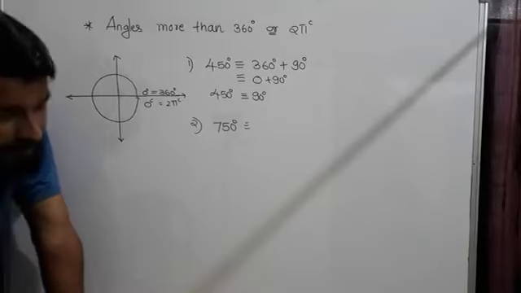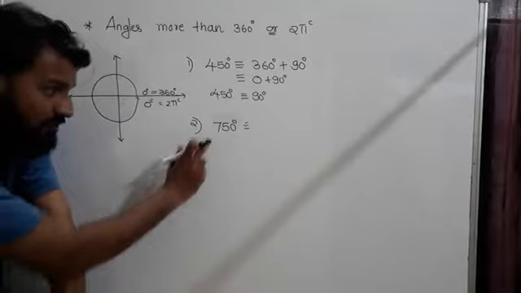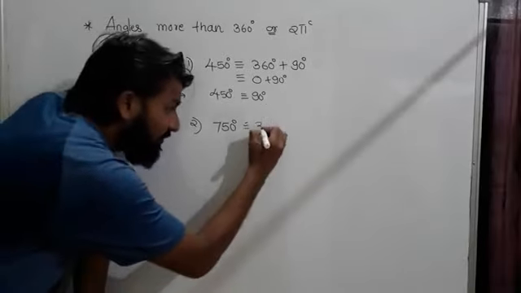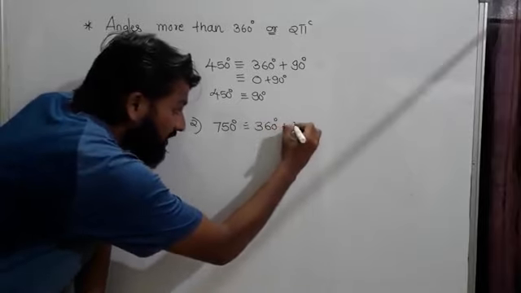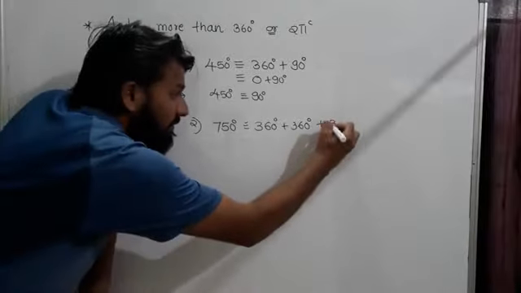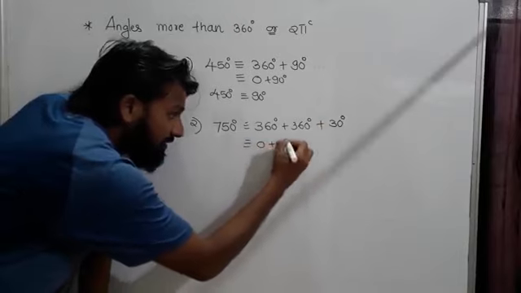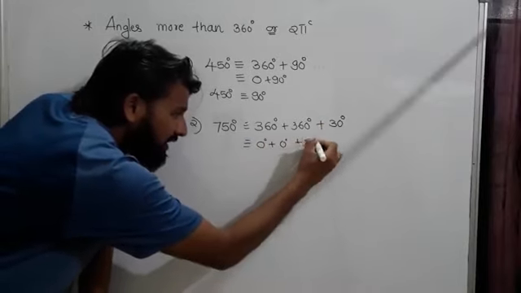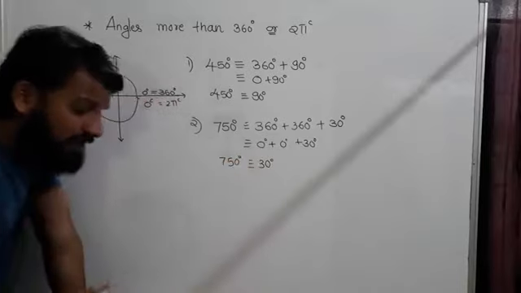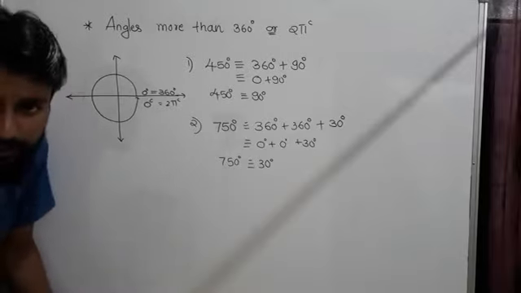We can convert any angle to between 0 and 360 degrees. For example, let's say we have 750. How can I write 750? I can write 750 as 360 degree plus 360 degree plus 30 degree. Yes or no? Which is 0 degree plus 0 degree plus 30 degree, which makes 30 degree. So 750 degree is eventually equivalent to 30 degree.